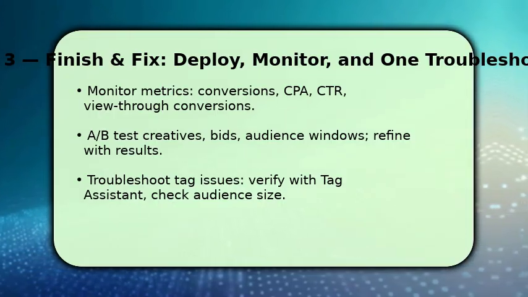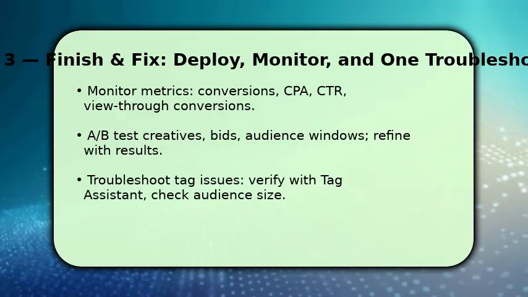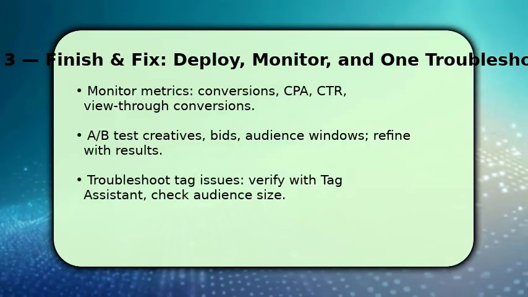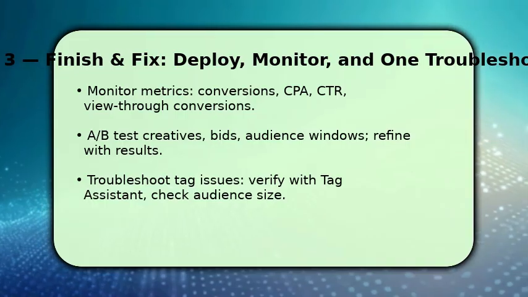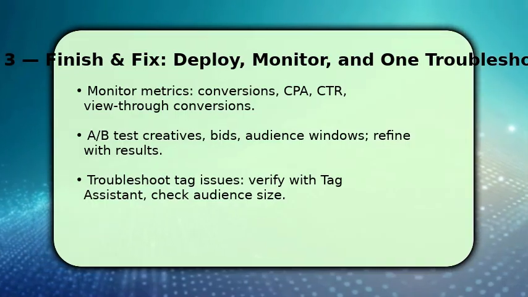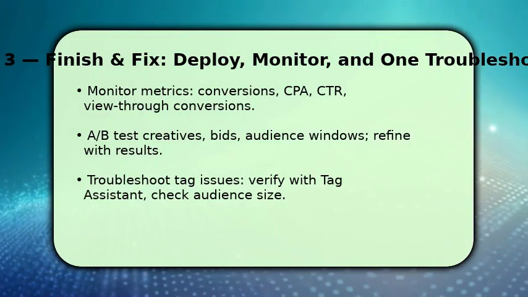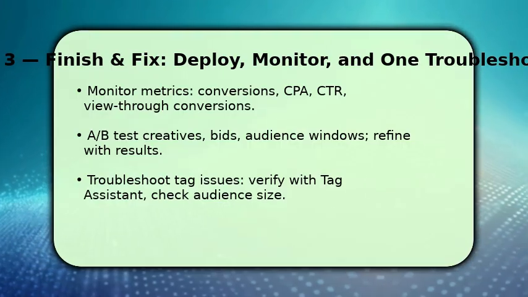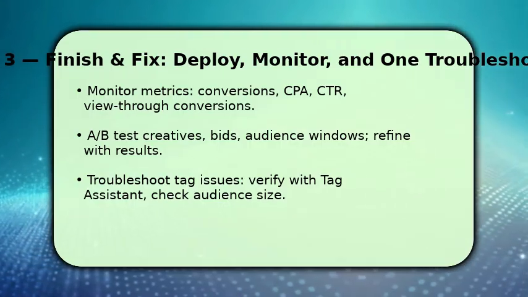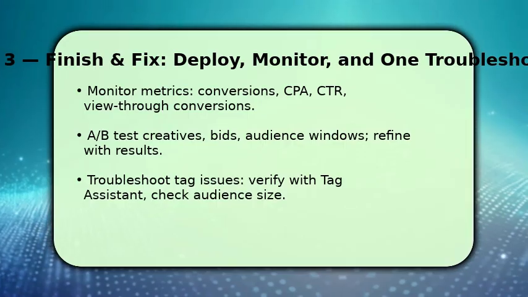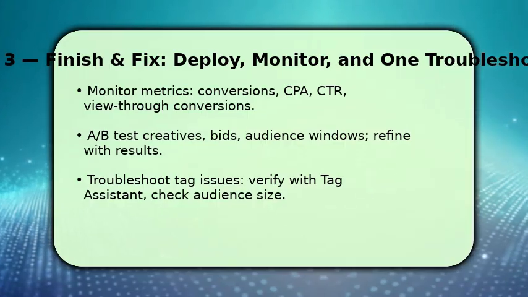If audiences aren't populating, verify the tag with Tag Assistant, check that cookie consent isn't blocking data, and confirm linked accounts. Make sure audience size meets minimum thresholds, otherwise expand windows or combine lists. One key tip: if conversion tracking looks off, recheck pixel firing before changing bids.